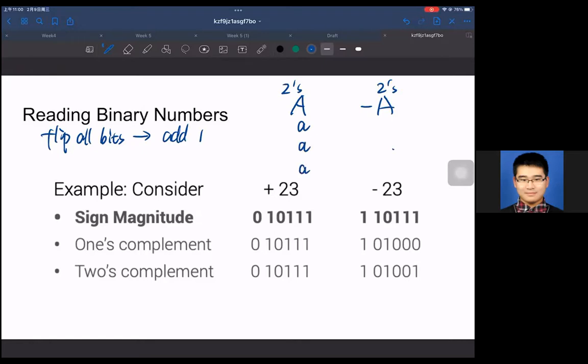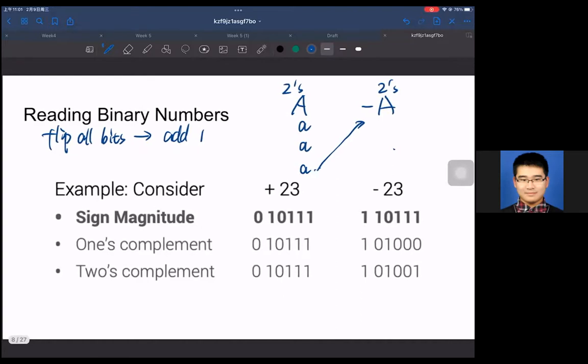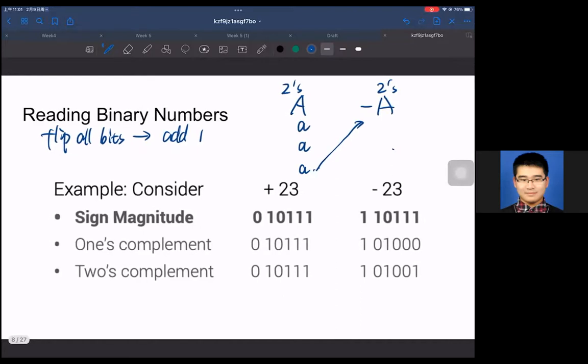And what about minus A? Over here, I need to convert it. You can start from any place, right? It doesn't matter. So let's say I start from two's complement. I want to convert it to sign magnitude first. What I do is swap the first bit of A.